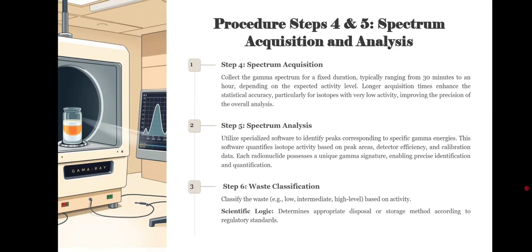Now it's time to collect and analyze the data. In this step 4, we collect the gamma spectrum over a set period, typically ranging from 30 minutes to an hour, depending on the expected activity level. Longer acquisition times enhance the statistical accuracy, particularly for isotopes with very low activity, improving the precision of the overall analysis. In this step 5, software identifies the gamma peaks and quantifies isotope activity, helping us determine what isotopes are present and in what amount.